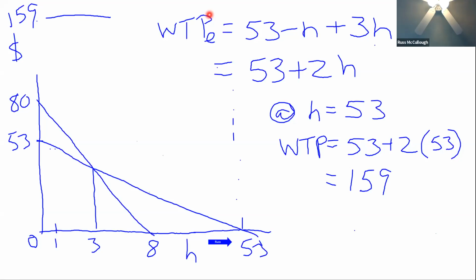JC, you now see where 159 came from? I just saw your chat. That's this equation here. At 53 floors, we substituted this new function. Okay. So would the vertical intercept still be at 53? Yeah, still at 53. Back to the function up here: the willingness to pay function is 53 plus 2h. So we have a positive slope, but the intercept graphically is still 53.